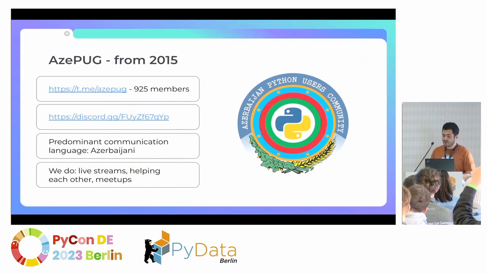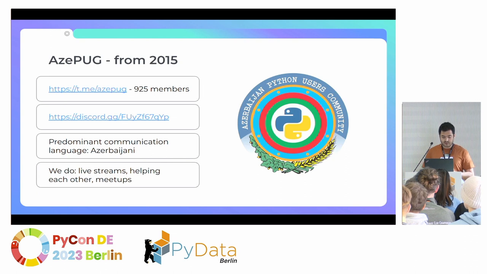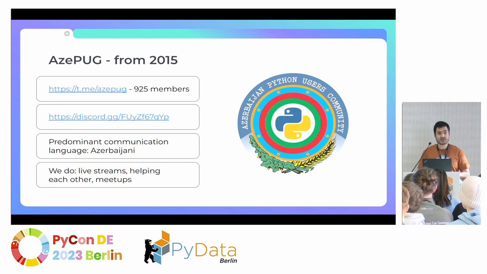So the Azerbaijan Python user community was founded in 2015. We are active on Telegram and Discord. The predominant communication language is Azerbaijani. And we do live streams, help each other, answer questions, and do local and online meetups, obviously.